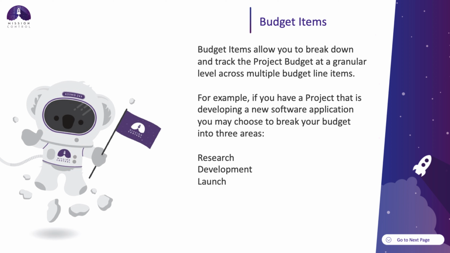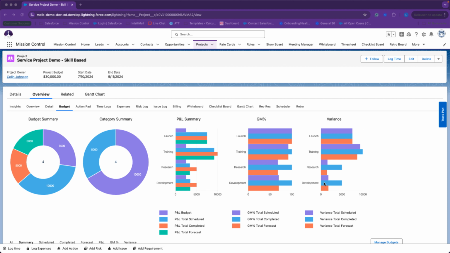While you have an overall project budget field on the project and a milestone budget, the budget items will allow you to track the budget allocation and performance for each of these individual areas at a detail level relating to the action level. Now let's take a look at the Budget tab.